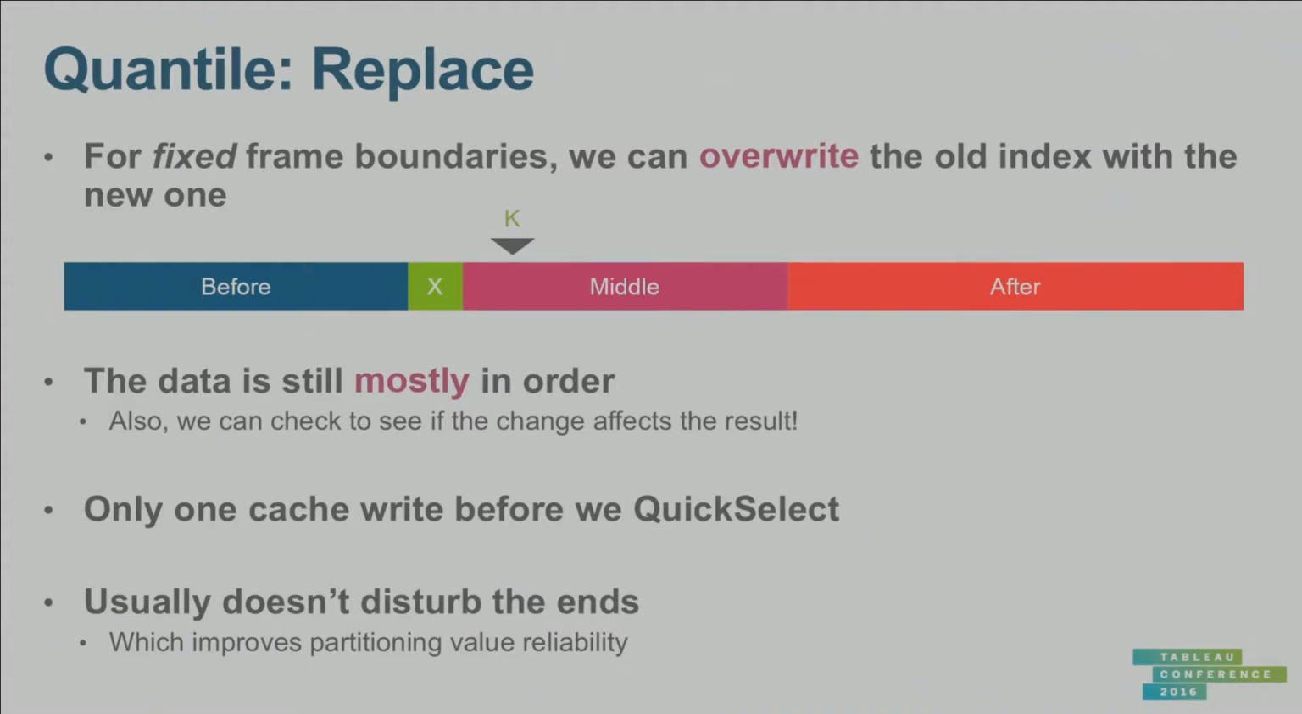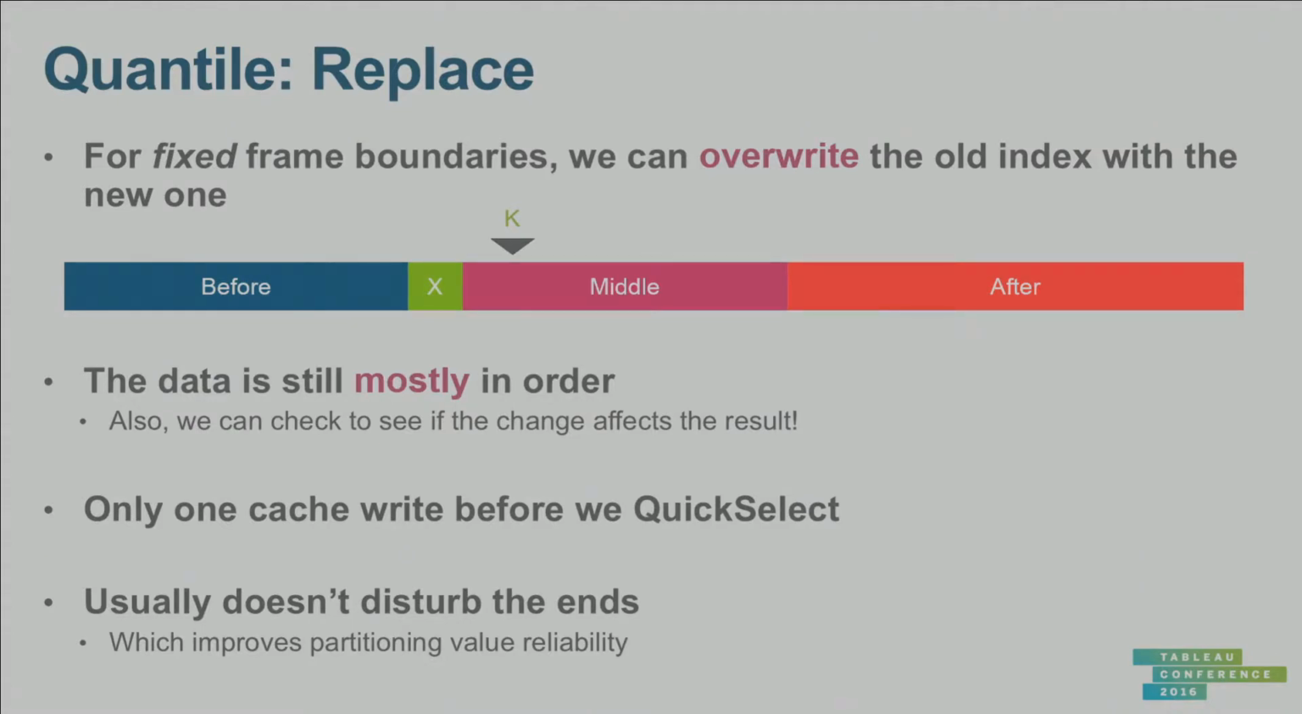We call this one replace. If we've only moved one spot, then there's only one index value that needs to change. So we can just overwrite it with the new index, and the data is now still really mostly in order.